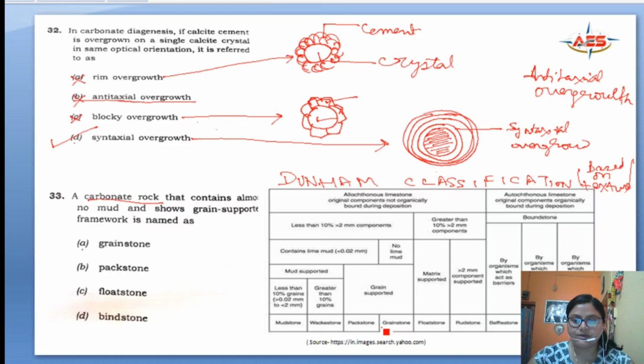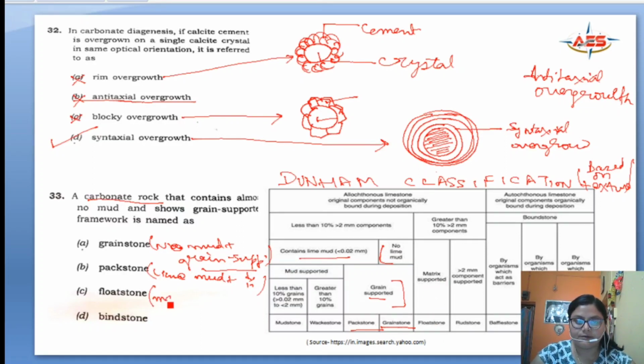A grainstone, as you can see here, it consists of no lime mud and is grain supported. It has no mud and it is grain supported. Okay. In the case of packstone देखिए, it consists of lime mud and is grain supported. Float stone क्या है? It is matrix supported. The float stone, it is matrix supported.